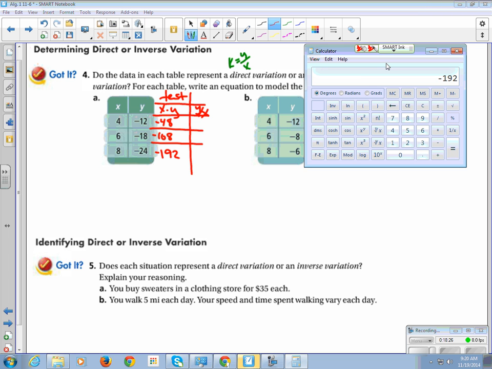So let's do the division. If the division works, then it is direct. So I'm going to say it's direct, but we are going to double check. So we take our y value and we divide it by our x value. I get negative 3. So let's test to see if the rest of these are. Negative 18 divided by 6, I don't need a calculator for that. That is negative 3. Negative 24 divided by 8. So this one is direct.